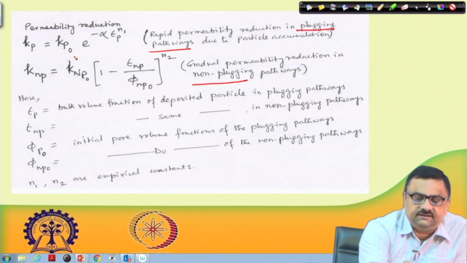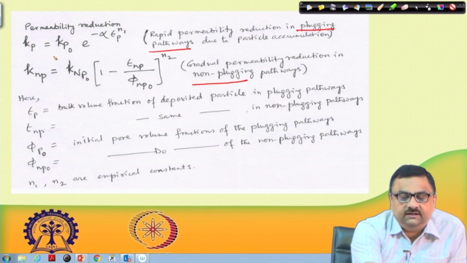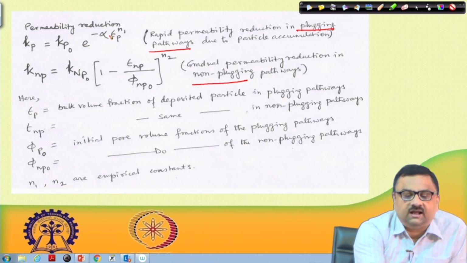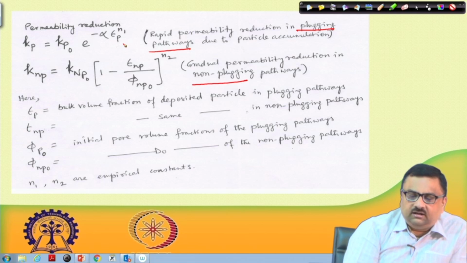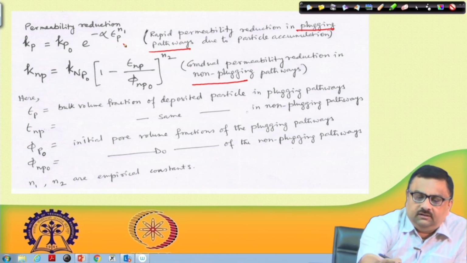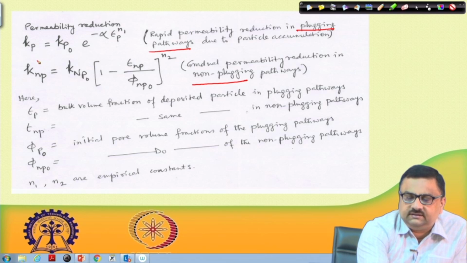So, you can look at this expression and you can see that here it is e to the power minus alpha f sub p to the power n1. Now, these are basically some constants, and these constants can be obtained experimentally, but this is the plugging pathways which drops exponentially.